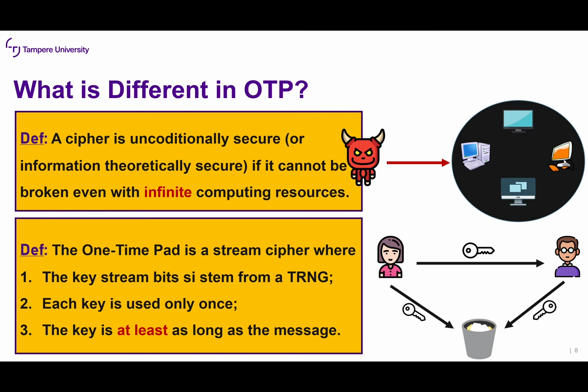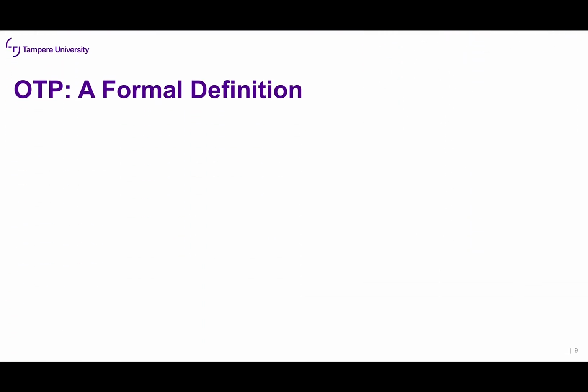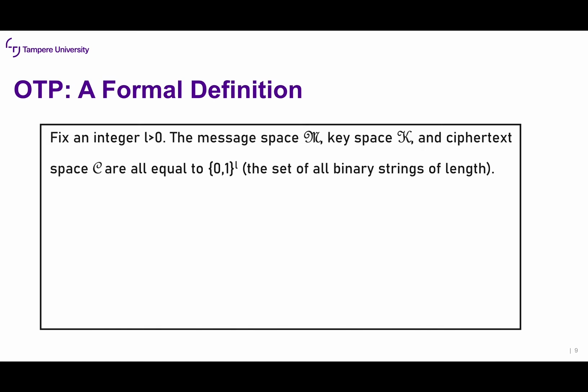Let's see a formal definition of OTP, of one-time pad. First of all, fix an integer lambda L that is greater than 0. Now the message space M, the key space K, and the ciphertext space C are all equal to the set of all binary strings of length L.